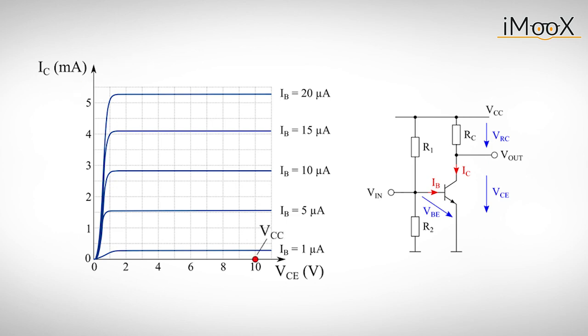If the transistor is switched off, which means that IB is basically zero, no current IC will flow and the output voltage will be the supply voltage VCC, which is represented by this point. To sum up, we can say that by adjusting the voltage divider at the input, we can adjust the quiescent current IC basically anywhere along this line and therefore define a quiescent point.